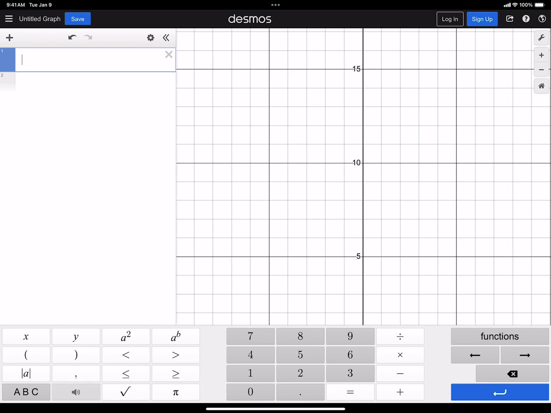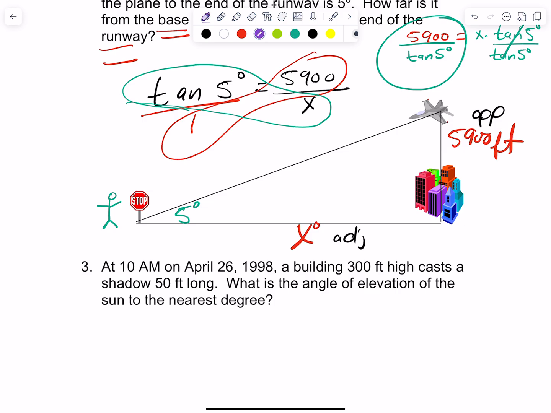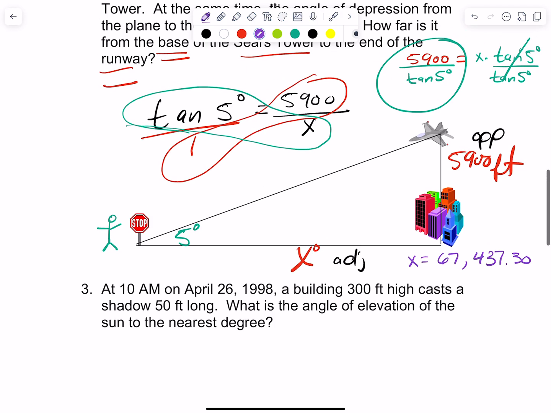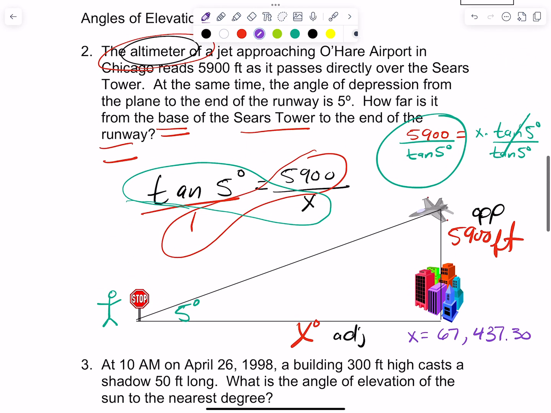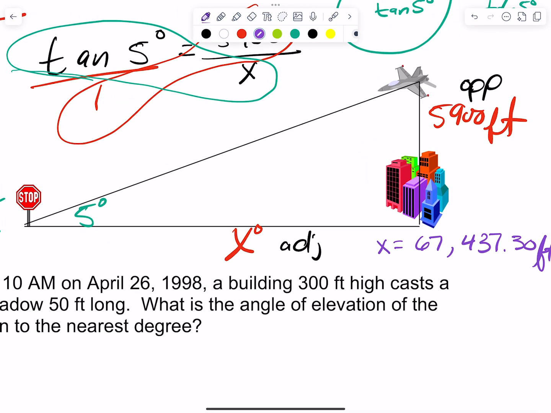So x is about 67,400? 67,437 point 30-ish? Okay. This would be feet? Yeah. And if you still have it on your calculator and you switch to radians, your answer would be completely funky. You can tell when you're in radians. Your answers just don't make sense.